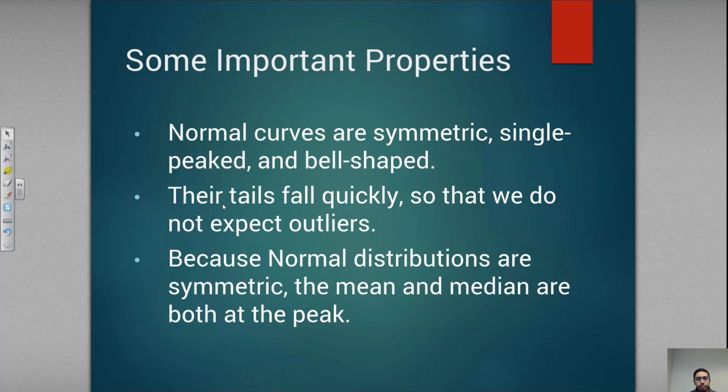Because normal distributions are symmetric, the mean and median are both at the peak. This is due to the symmetry. This is a very important property of the normal distribution, and this helps us to do a lot of calculations in a very easy way. And this is easy to handle while we do the calculations.